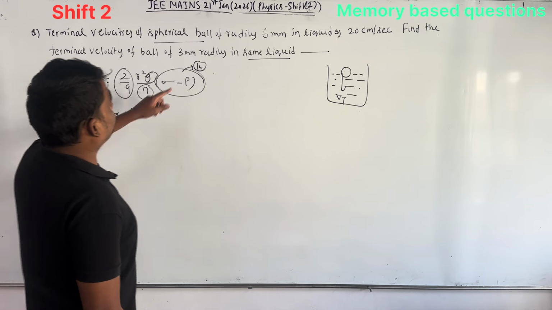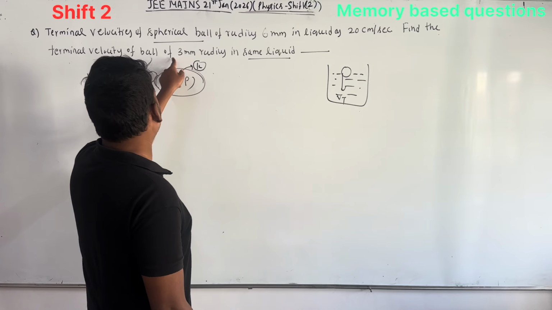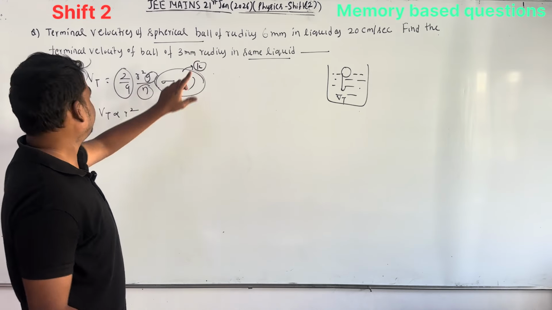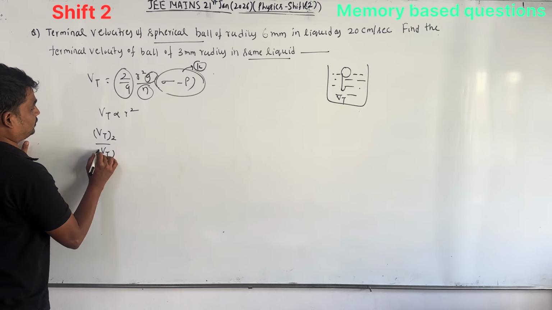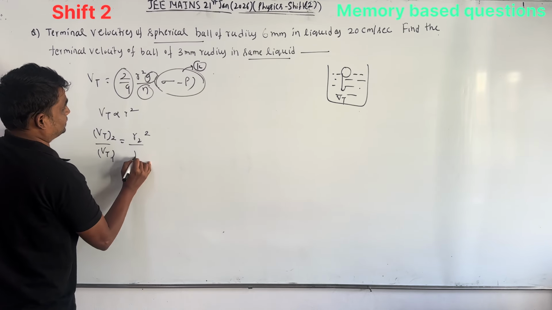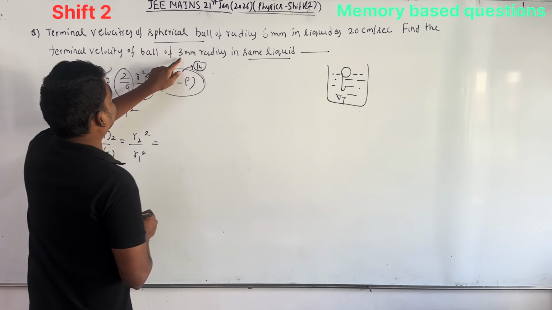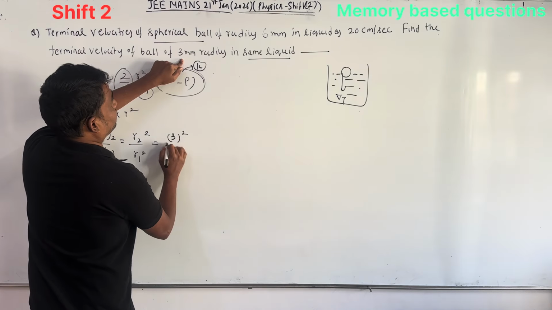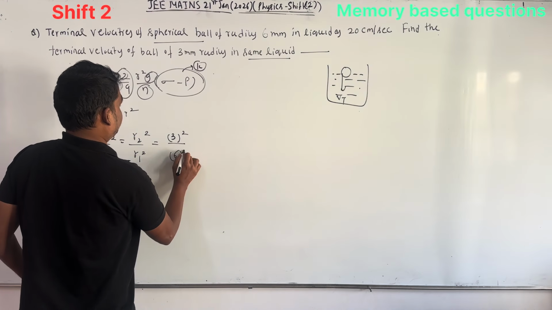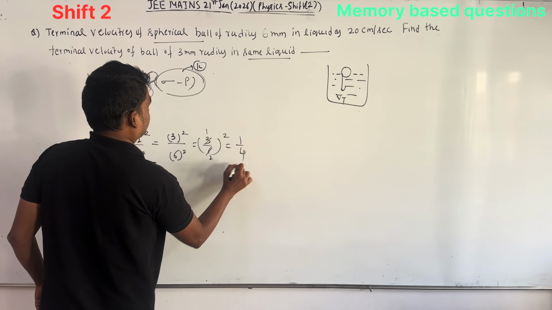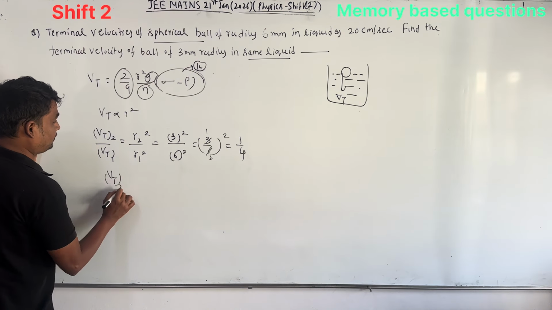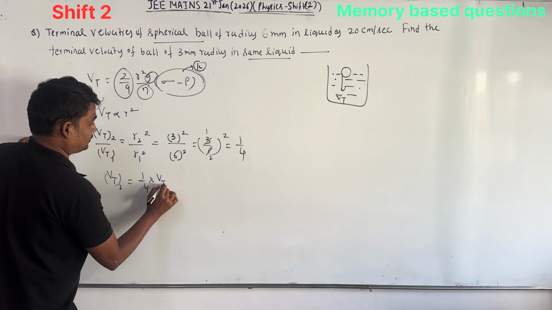The spherical ball has a radius of 6 mm in one case and 3 mm in the next. Same spherical ball, different radius, Vt is proportional to R square. We get Vt2 by Vt1 equals R2 square by R1 square. R2 is 3 square divided by R1, 6 square. We get (3 by 6) whole square, and we got 1 by 4 as the answer. So terminal velocity 2 equals 1 by 4 into terminal velocity 1.